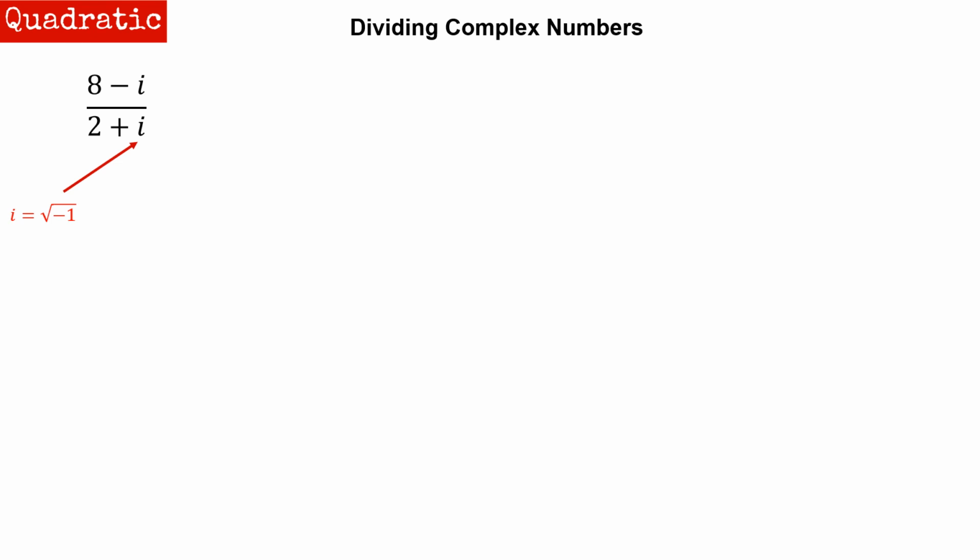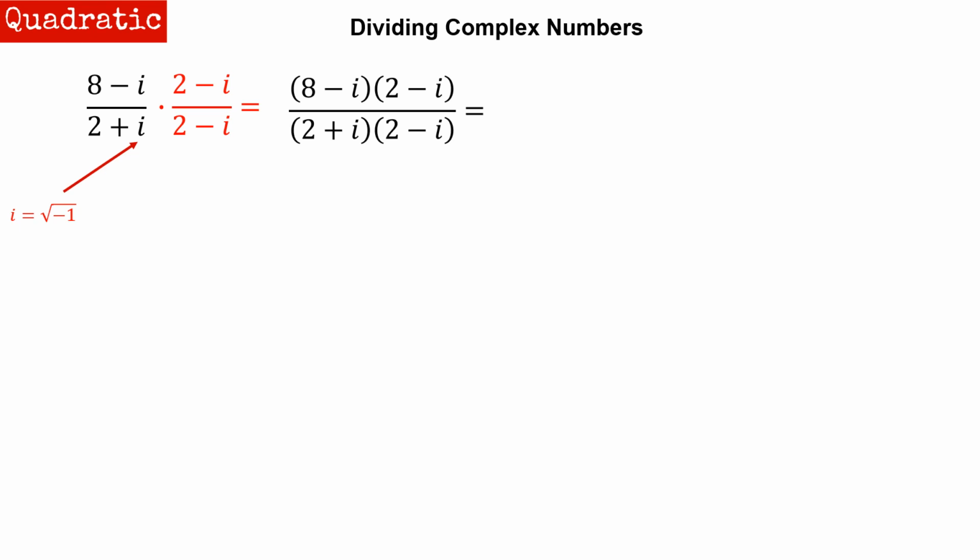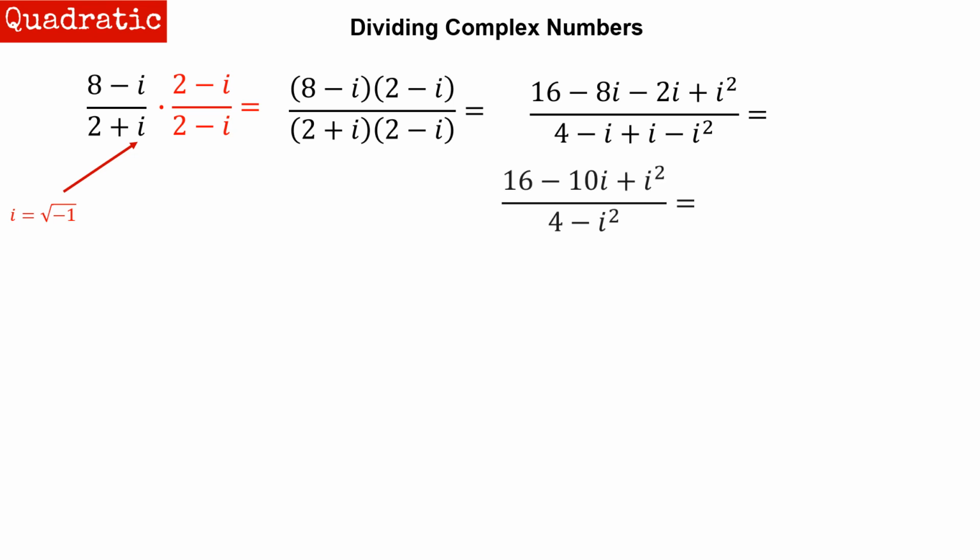Once again, i is the square root of negative 1. We don't care about the top or the numerator, just the denominator. So we're going to multiply by its conjugate, 2 minus i. We're going to FOIL, which gives us 16 minus 8i minus 2i plus i squared over 4 minus 2i plus 2i minus i squared. Let's collect like terms. This gives us 16 minus 10i plus i squared over 4 minus i squared.